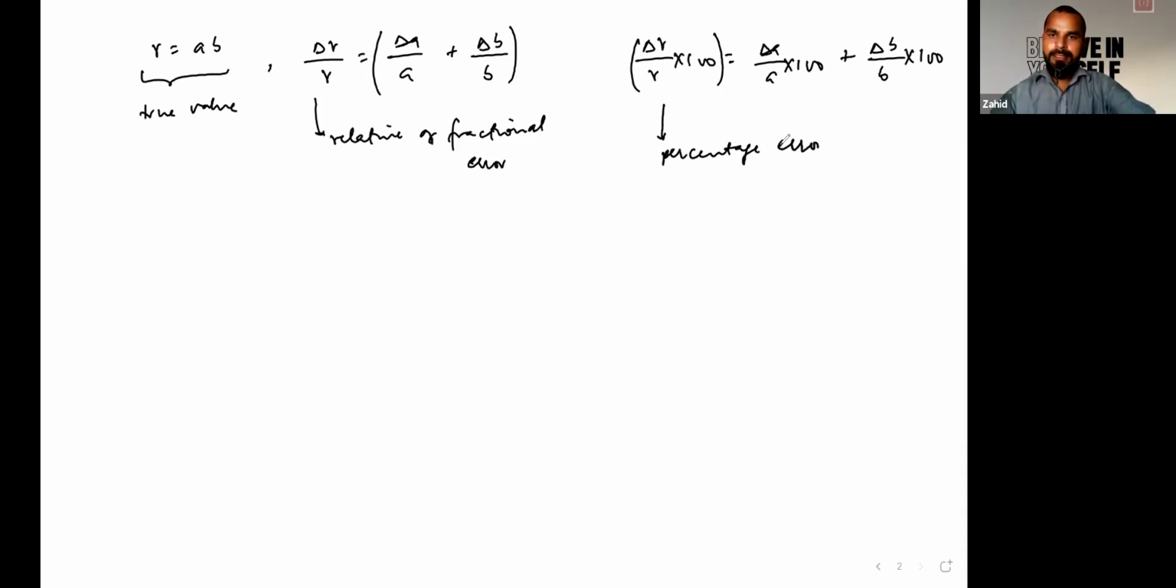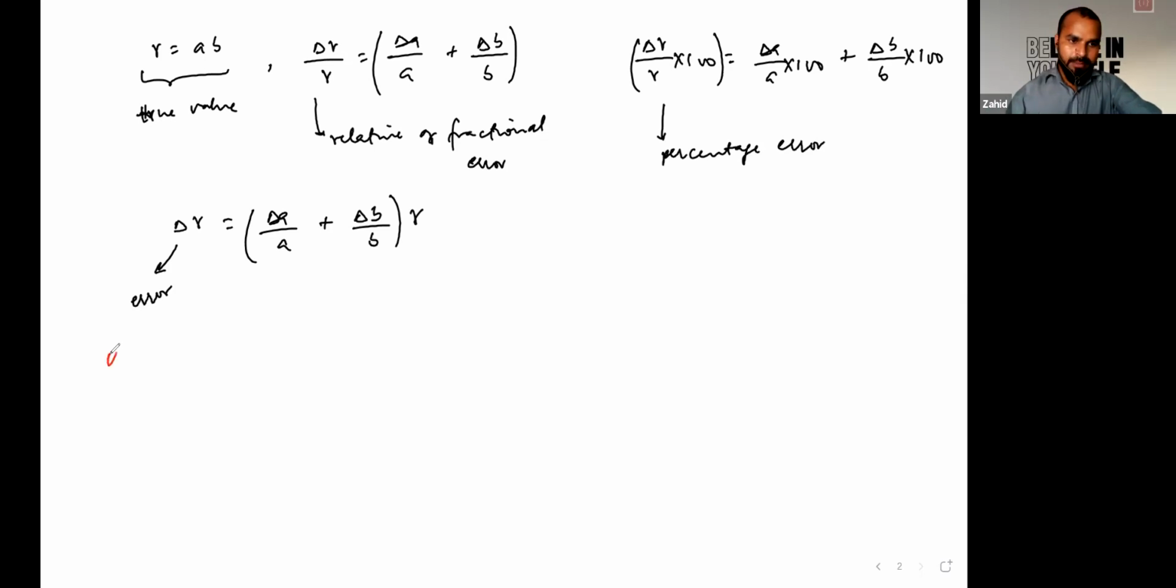Percentage error. And the last part, if you have to calculate delta R only, it will be delta A over A plus delta B over B, times R. This will be your absolute error or simply error. So from this particular multiplication, they will ask you either of the four terms to calculate from any given operation.